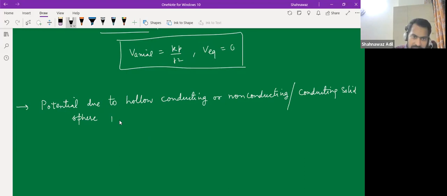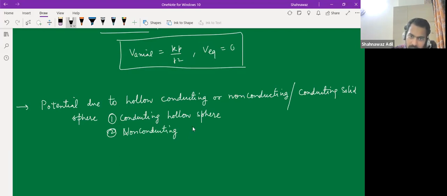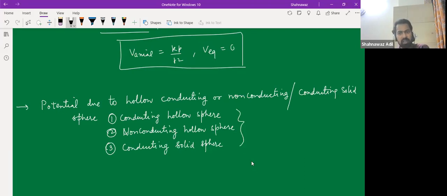So the first one is the conducting hollow sphere. Okay. The second one is the non-conducting hollow sphere. And the third one is the conducting solid sphere. So all these three spheres give the same result. So what is the equivalent diagram? For all these three cases, the charges are residing on the surface of the sphere. So this is the equivalent diagram, and the radius is what?